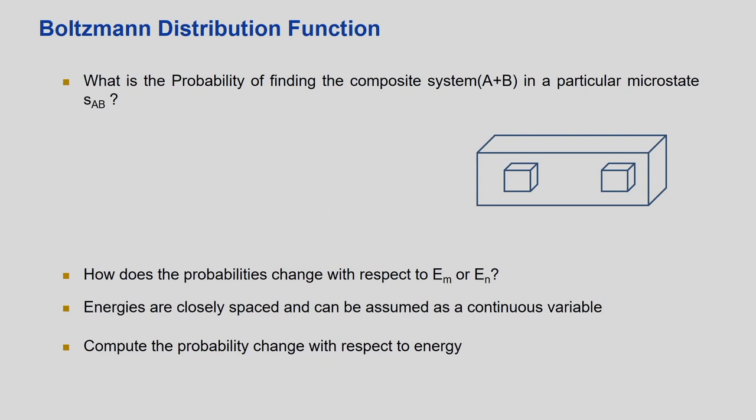So, moving ahead, if I ask the question, what is the probability of finding the composite system A plus B in a particular microstate SAB instead of dealing with it separately? What is the probability of locating both the subsystems together, A and B, in a particular microstate? Instead of SA and SB, this is the system which we just now defined: subsystem A and subsystem B. So, what is the probability of a composite system? Now, I do not want to write separately, I need a single value of probability. That single value is for two subsystems with energy Em and En respectively. That single probability is nothing but the product of the individual probabilities.